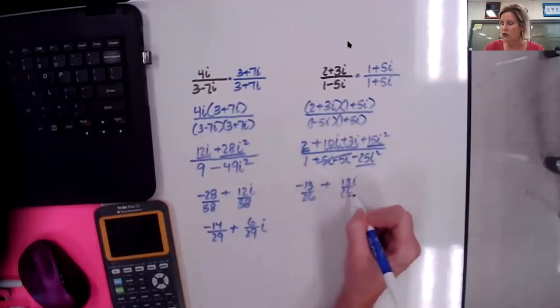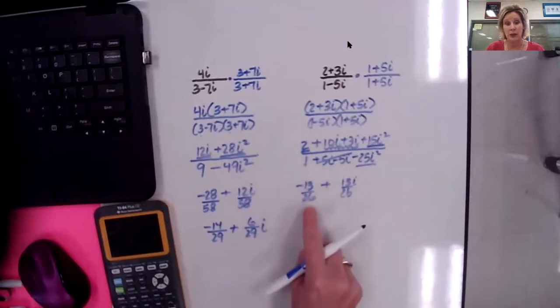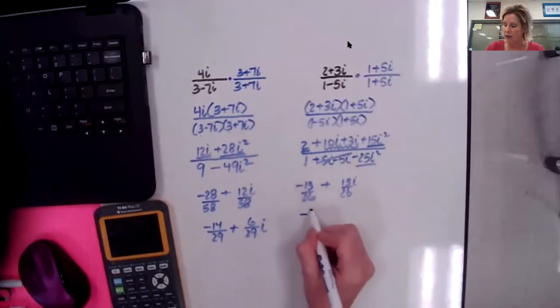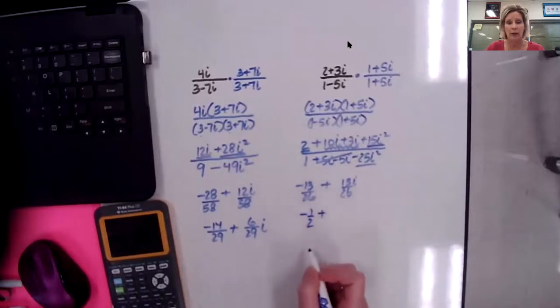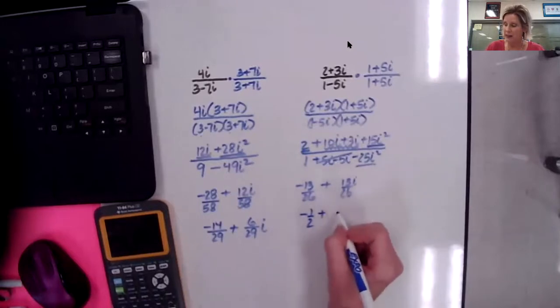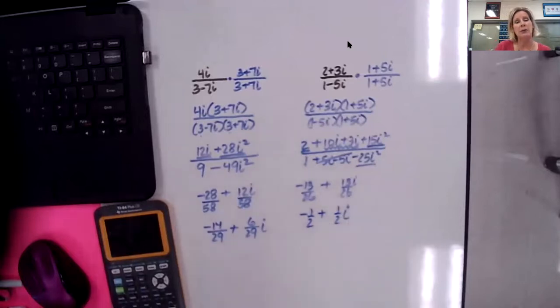That goes under the A and the B part of the top. Oh, and it looks like 13 over 26 reduces to 1/2. So my final answer winds up prettier than expected: negative 1/2 plus 13/26, which is again 1/2, i. So I've got an A plus Bi form.